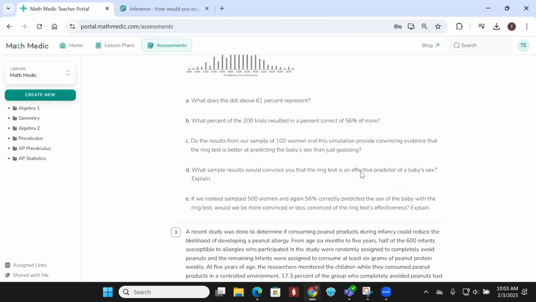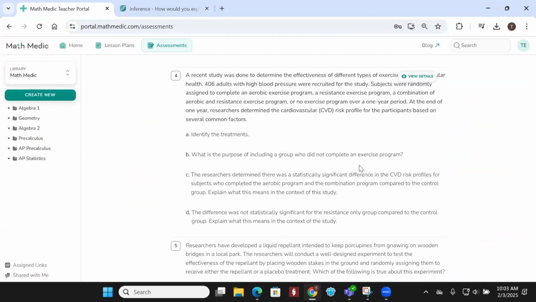We all on 4? Identify the treatments. So what are the treatments in this scenario? The 4 exercise programs, right? So aerobic, resistance, combination, or none. What's the purpose of including a group who did not complete an exercise program? Okay, there's a control.